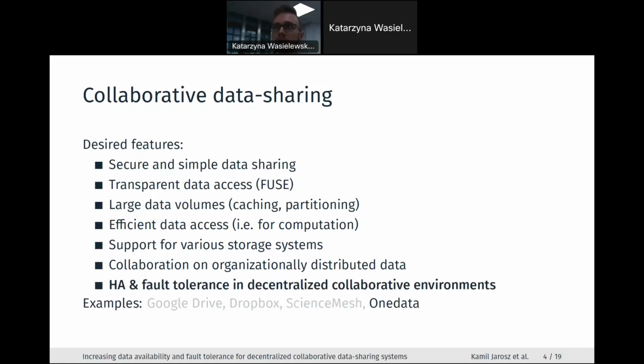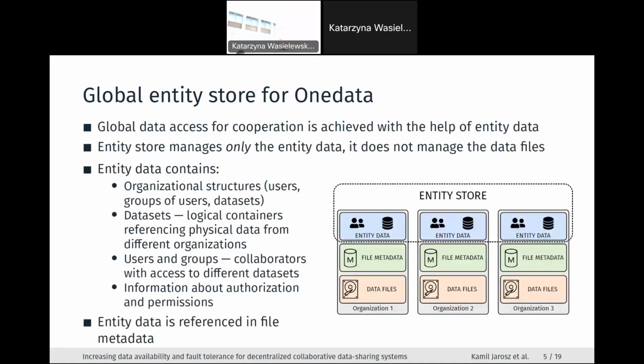But today we want to talk about one specific feature, namely high availability and fault tolerance in such collaborative environments. And this paper is based directly on OneData. So OneData defines something called global entity store. On the diagram here, we can see three organizations and three types of data that we store on each one. The first one being the data files. Those are the physical data we want to share with each other, like the binary data for computation. We have file metadata, which describes this data. And on top of that, OneData defines something called entity data. Entity data is basically organizational structures consisting of users, groups, and datasets, which logically describe structures that we are working on.